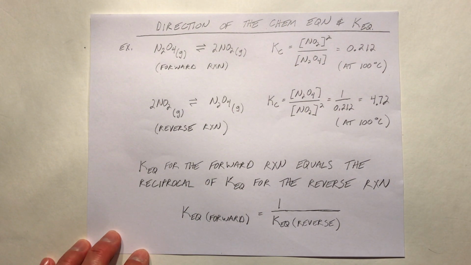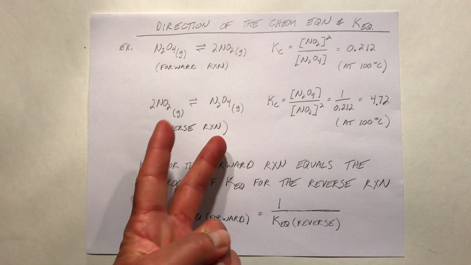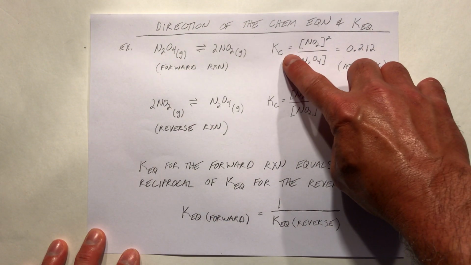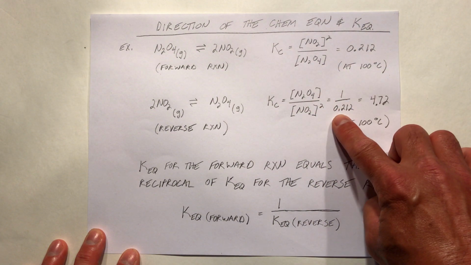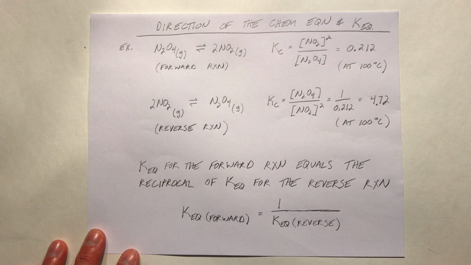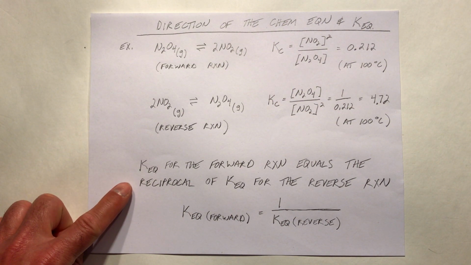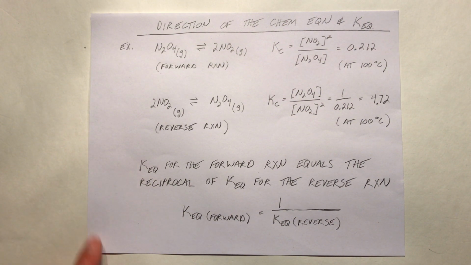Now that's always going to be that way. If you take a reaction and flip it, we can say that the Kc ends up getting flipped, or we get the inverse or reciprocal. So Keq for a forward reaction equals the reciprocal of Keq for a reverse reaction. We could write that this way.